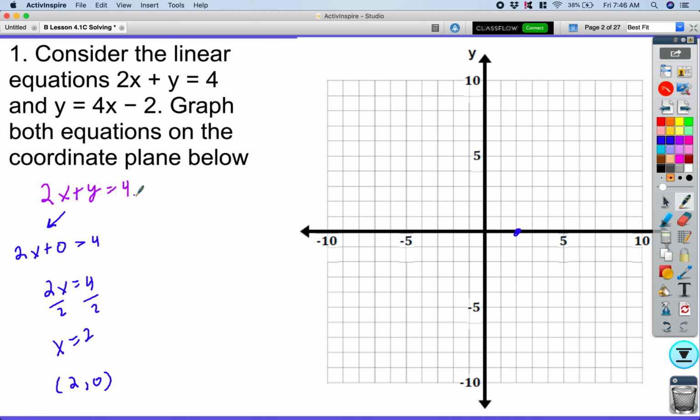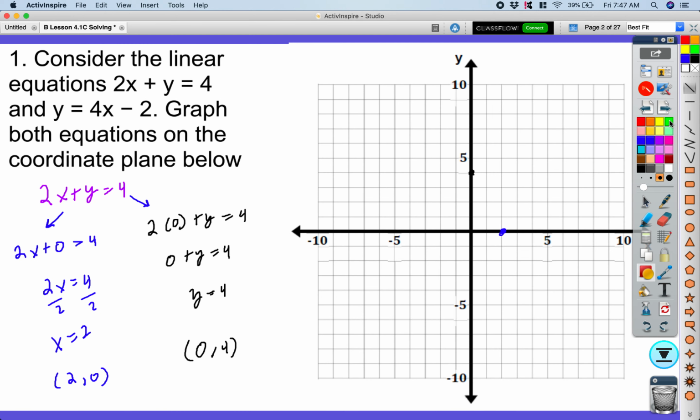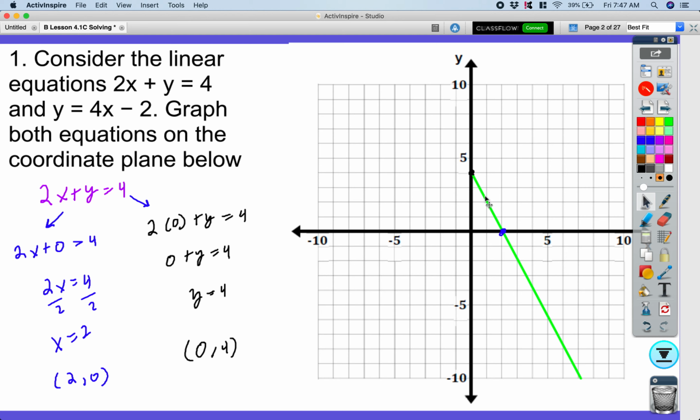The second point is the y-intercept. I'm going to get that by plugging in 0 for x. So that would be 2 times 0 plus y is equal to 4. That would be 0 plus y is equal to 4, which gives me y equals 4. Therefore, if I plug in 0 for x, I have an answer of 4, and that's the y-intercept right there. So now I can go ahead and graph this. I'm just going to graph from that point to that point and extend the line all the way down. So that's my first equation.